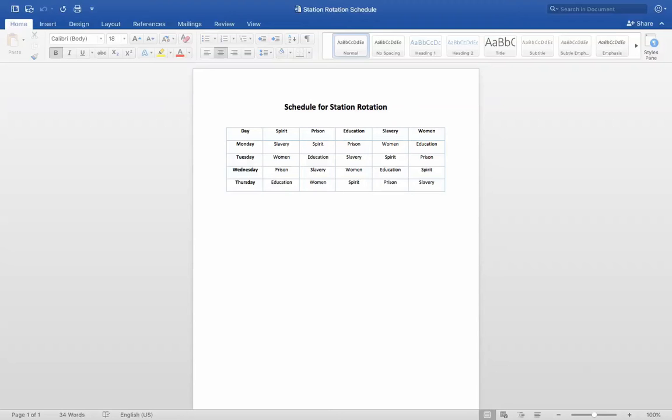If you look at the schedule, we're going to use Monday, even though I know it's Tuesday. So that means if your group was Spirit of Reform, you are working on slavery today. You were prison, you're working on Spirit of Reform. Education, you're working on prison. Slavery, you are working on women. And then women, you are working on education.